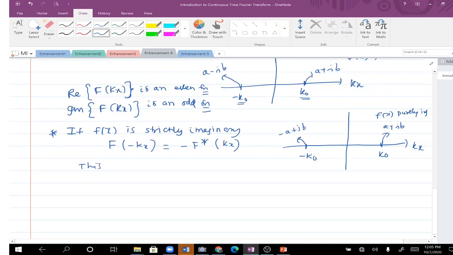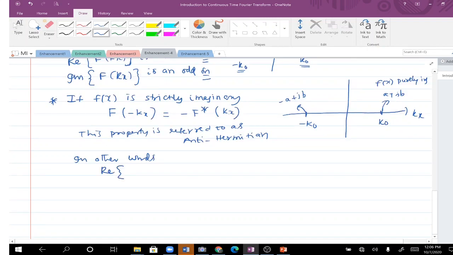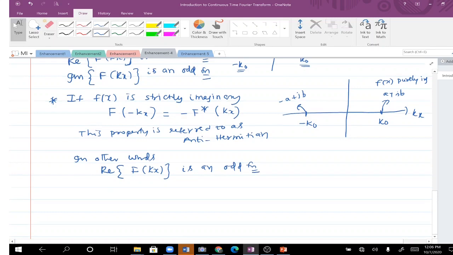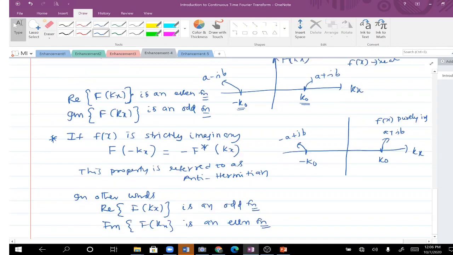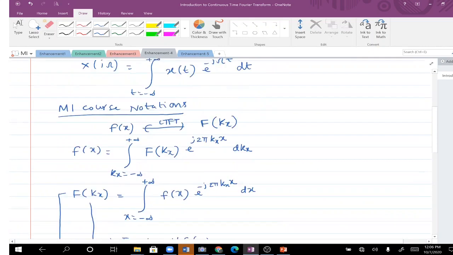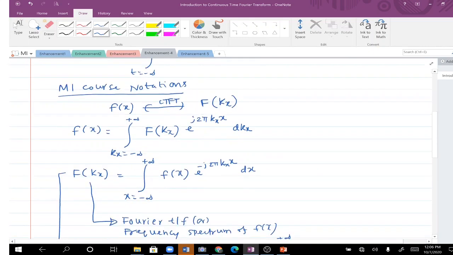This property is referred to as the anti-Hermitian property. In other words, the real part of f of kx is an odd function now, and the imaginary part of f of kx is an even function. Right. So from now onwards, we would follow these definitions of f of x and f of minus kx for the rest of this course.